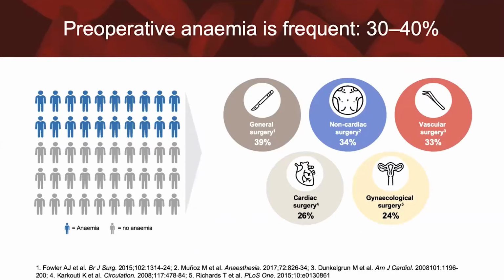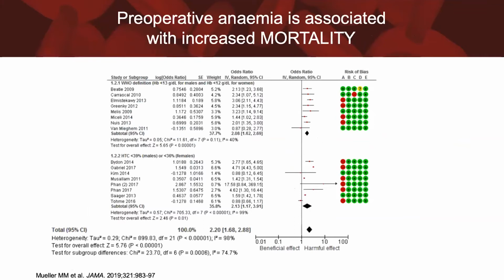However, in the patient population, in the preoperative period, the prevalence of anemia is much higher. It is between 13 and 40%. You have here the prevalence of anemia in the different kinds of surgery. And in this meta-analysis of observational studies, you'll see that the presence of a preoperative anemia is associated with a twofold increase in perioperative mortality. So anemia is very frequent in the pre-op period, and it is associated with an increased mortality.